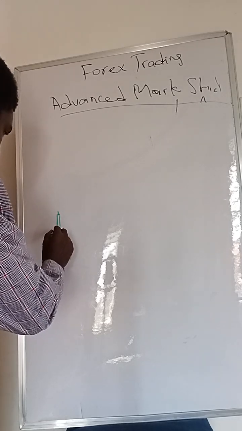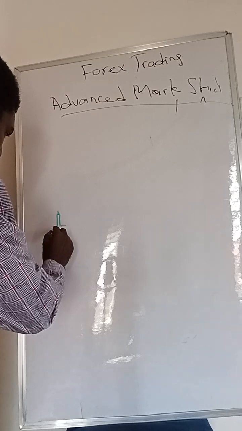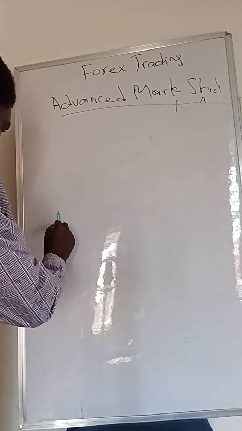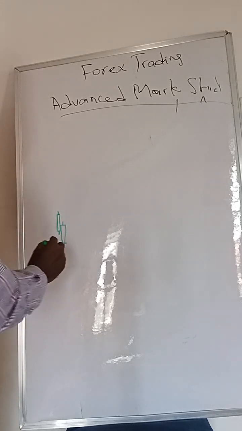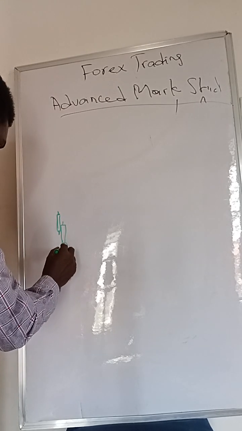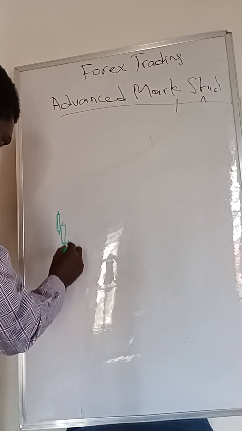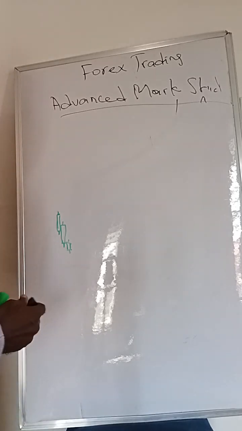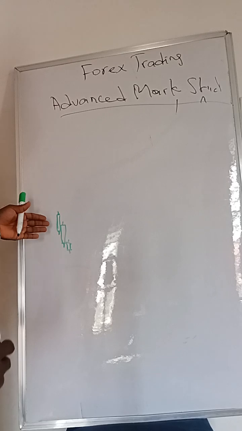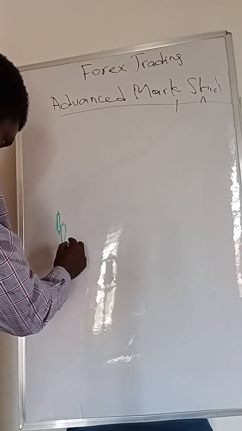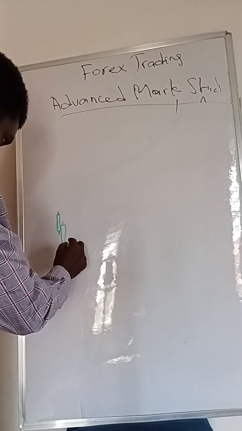then we have another green candle, then we have a green candle. Let's say this green candle is our sell candle. Then the black candle is our buy candle.